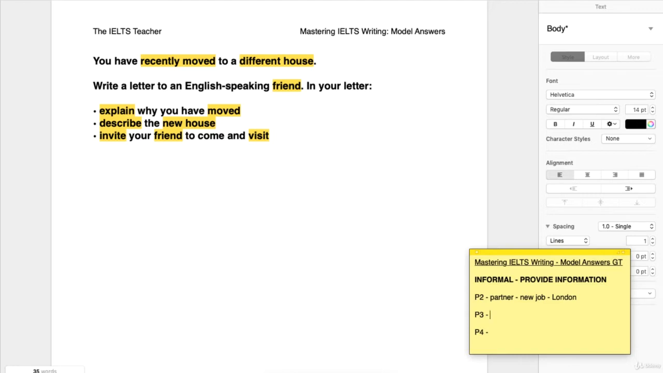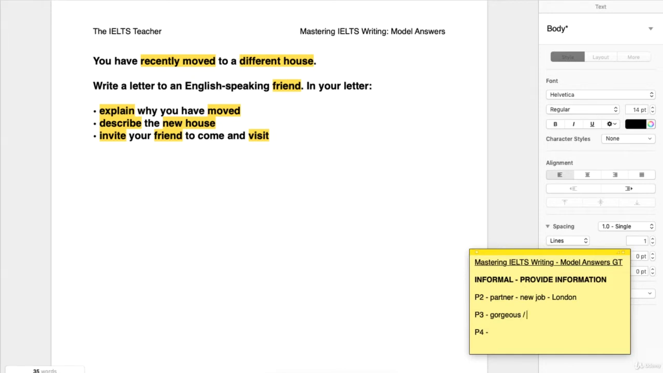Now we get to describe the house, and here we need some nice descriptive language, some nice imagery. We can maybe compare it to the old house as well. That gives us the opportunity to use some comparative grammar. So let's imagine, first of all, a general description. Let's say that, I don't know, let's just say that it's a gorgeous, beautifully decorated house.